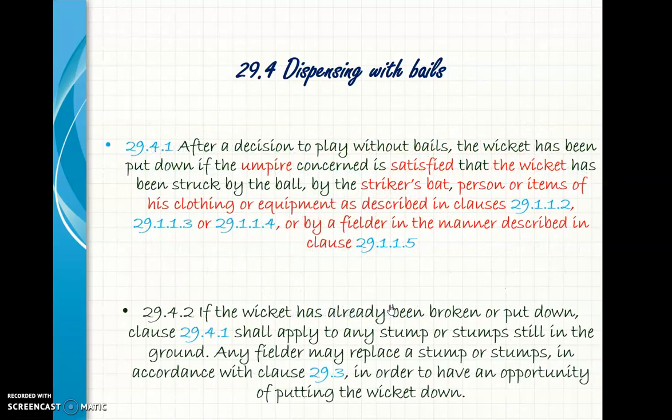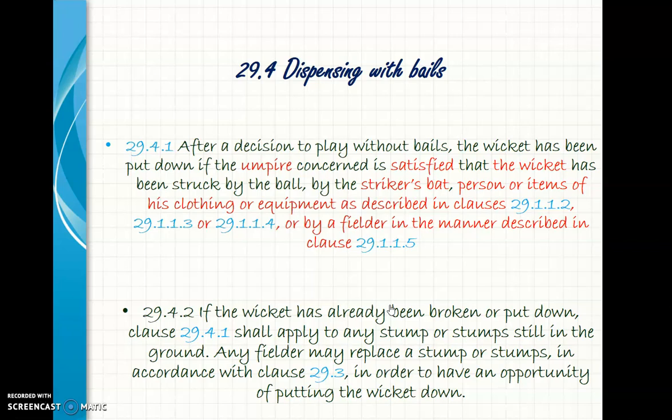Now moving forward, after dispensing with the bails, how can the umpire consider the wicket to be put down? Earlier we know the condition was that the bail has to be completely out of the groove from the top of the stumps, or the wicket itself is struck down. Now here the bails have been removed, so the umpire himself should be satisfied that it's enough to consider the wicket put down by the striker's bat, person or clothing, whatever has been mentioned earlier.